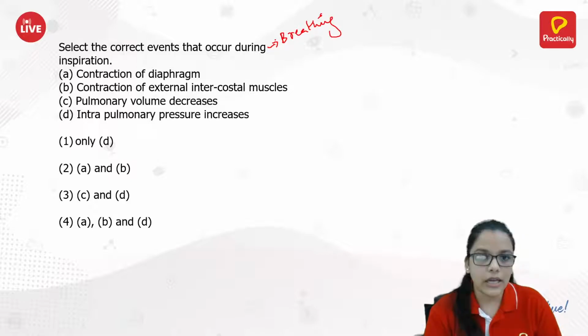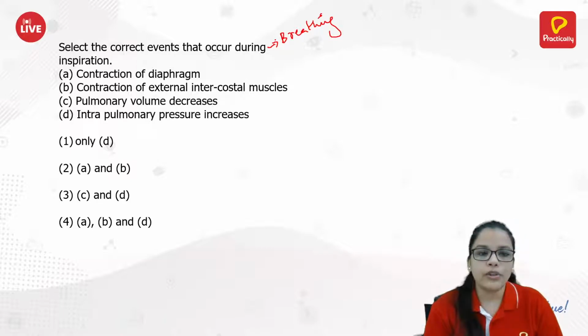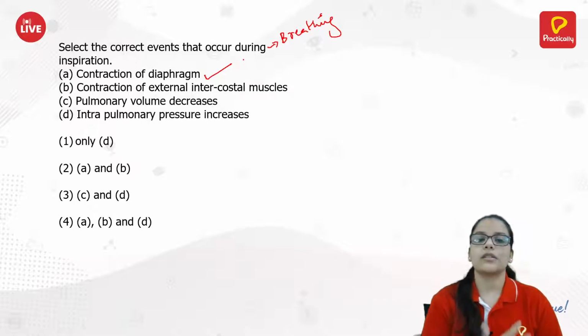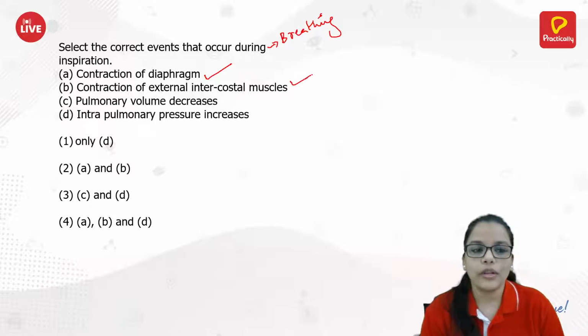Okay, contraction of diaphragm, contraction of external intercostal muscles, pulmonary volume decrease, and intrapulmonary pressure increases. Can anybody tell me? Okay, so the contraction of diaphragm is there. When we breathe, there is a contraction in the diaphragm. Contraction of external intercostal muscles, whatever we have here, there is a contraction in that place also. So A and B is right.